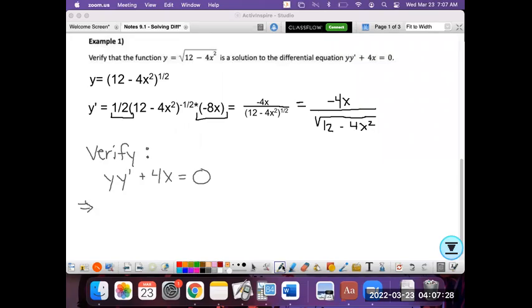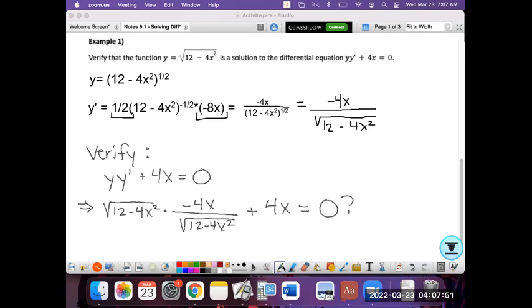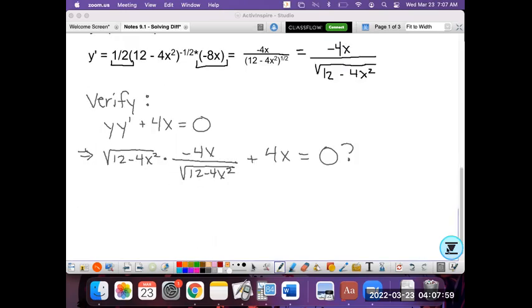Okay, so plugging in the y equation, that was the square root of 12 minus 4x squared. And what we got for y prime was -4x over the square root of 12 minus 4x squared, plus 4x. There's nothing to plug in for that. It's literally just 4x equals 0. I'm putting a question mark because I am not 100% certain yet. Personally, looking at that, I am very certain, but I haven't actually fully verified.